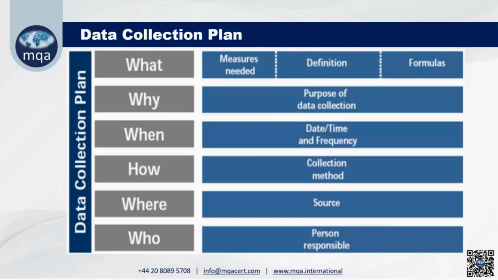It is not that we are collecting 100% of the data. We are doing sampling, so date, time and frequency for the sample is very important. How: what is the collection method for collecting the data? Then where is the source? Where means which process we have to collect the data from, because sometimes some parameters are maintained at different places. So we should know which stage of manufacturing we have to collect the data from. Then who: we have to identify who will collect the data, who is capable of collecting the data.